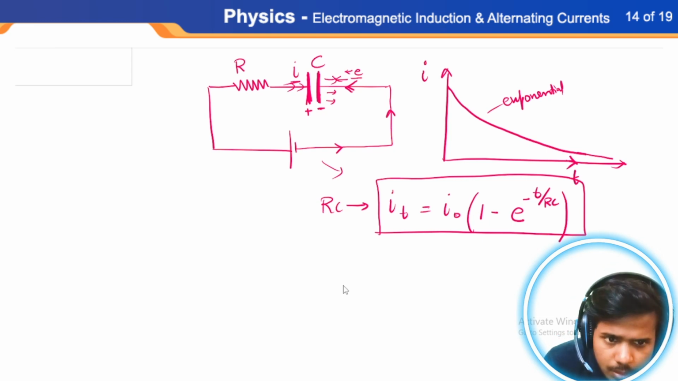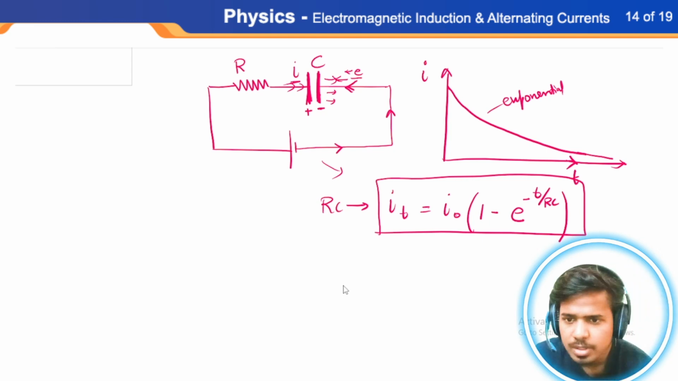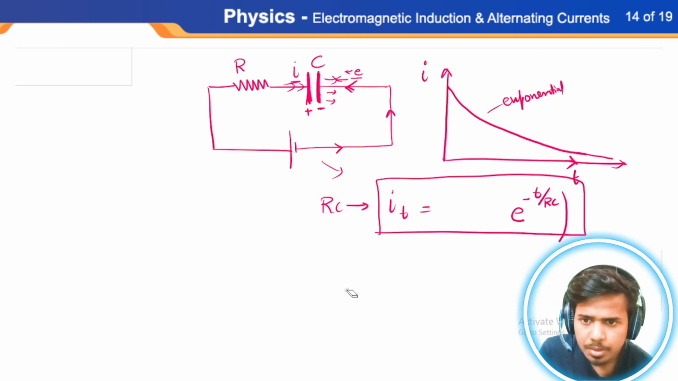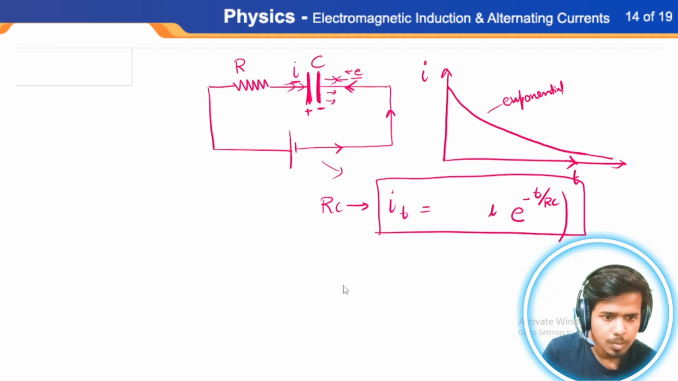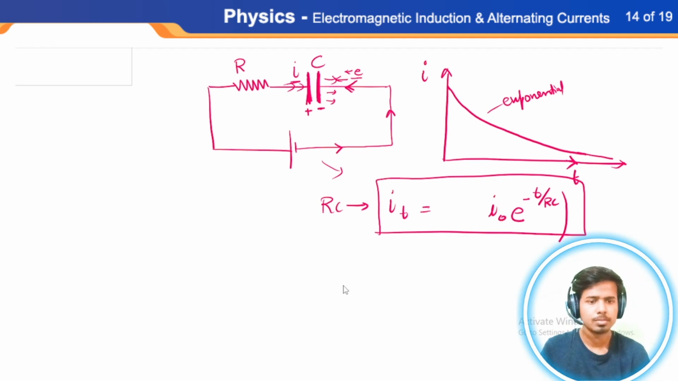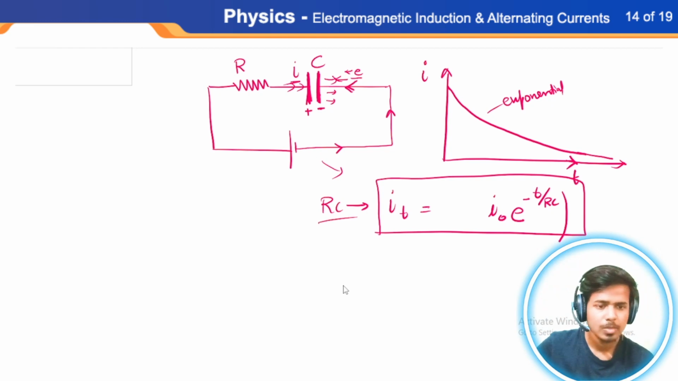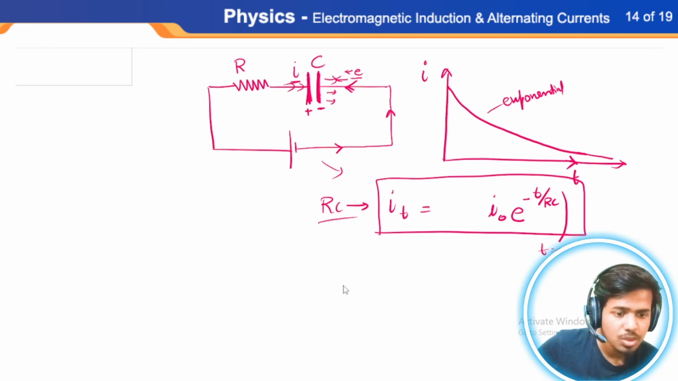Wait. I think there was a slight mistake in this one. Yes, I naught. This is the formula for RC circuit. It will grow with time. Why? Because when you plug t is equal to 0, e to the power 0 is 1. So I is equal to I naught.